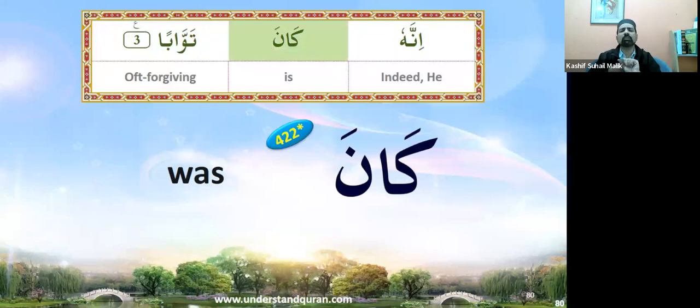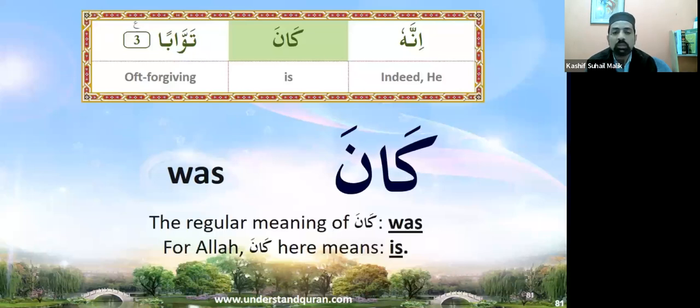But why is it being translated as is here? Any reason? Why is it being translated as is rather than was? Because of inna. Anyone else? Because of inna. Because of Allah. You see, because it is for Allah. Allah is always is. Kana, its original meaning was was. But for Allah, it will be translated as is. So innahu, indeed he, kana is tawwaba.